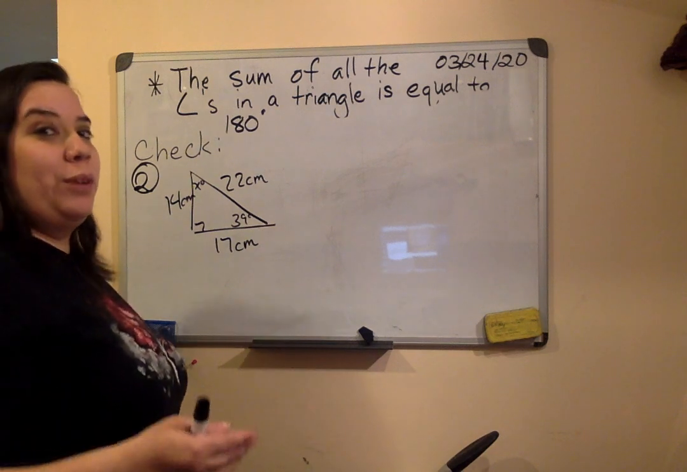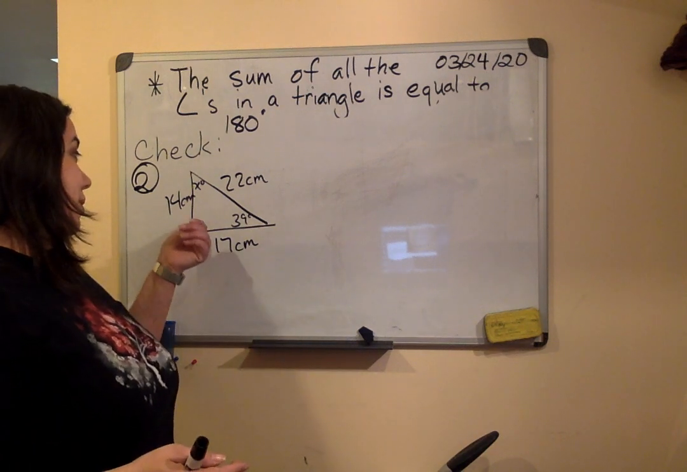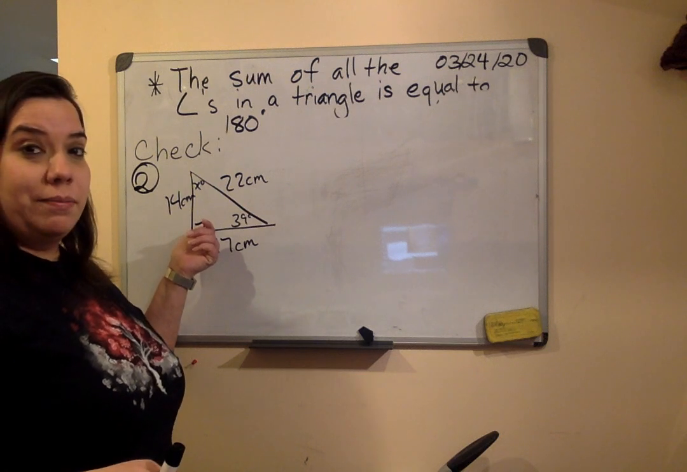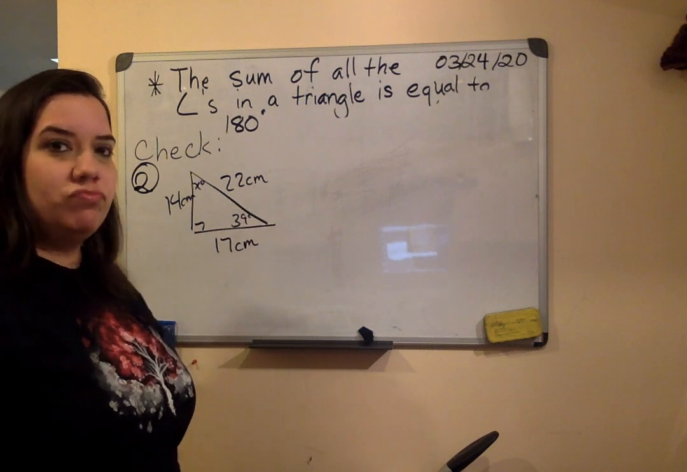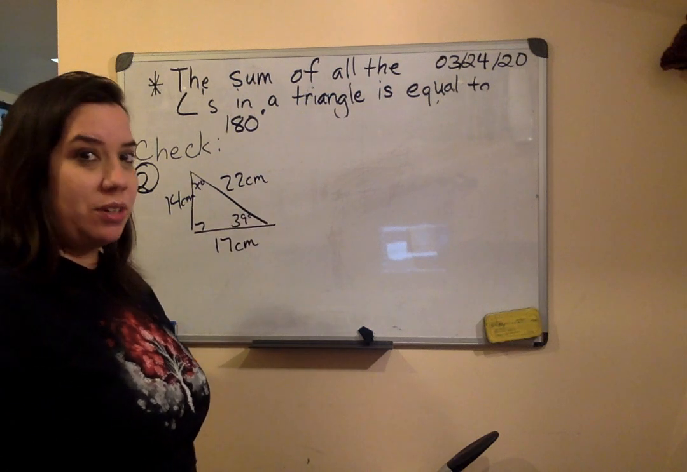So before we go ahead and solve it, we already know this is a right triangle, isn't it? Yeah, because it has a right angle. Any of the sides equal? No. So this is a right scalene triangle.